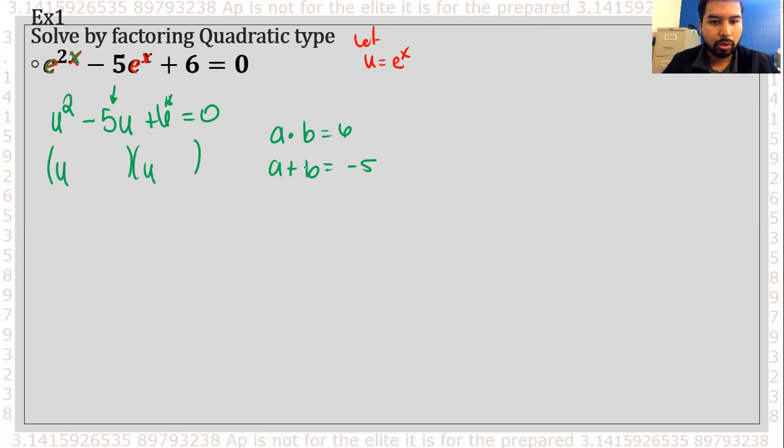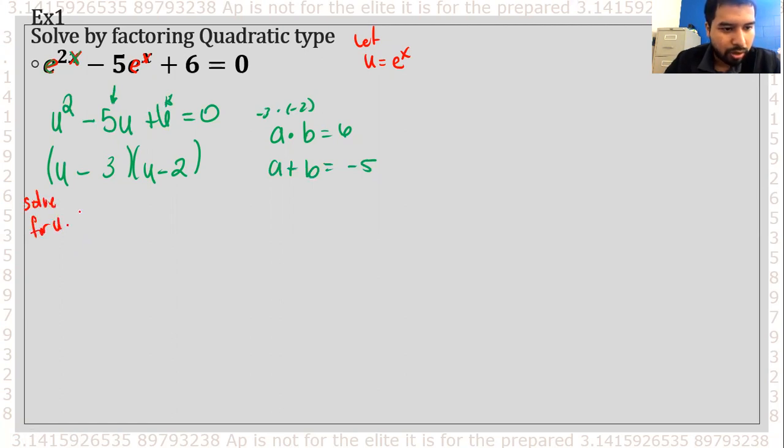What two numbers multiply to each other to become 6 and add up to -5? Hopefully you're able to think of a 3 and a 2, where both of these must be negative. Okay, so -3 times -2 gives me my +6, and if we add -3 minus a 2, it gives me the -5. The next thing we're going to do is solve for u.